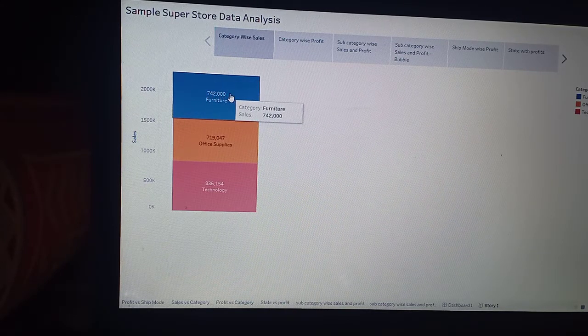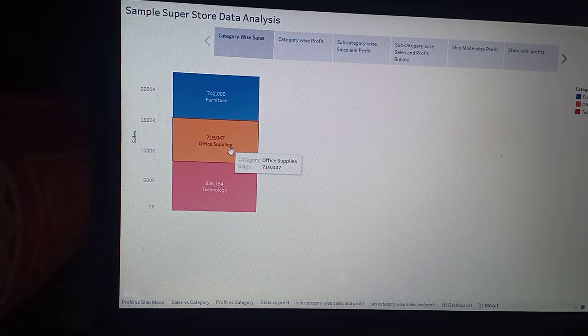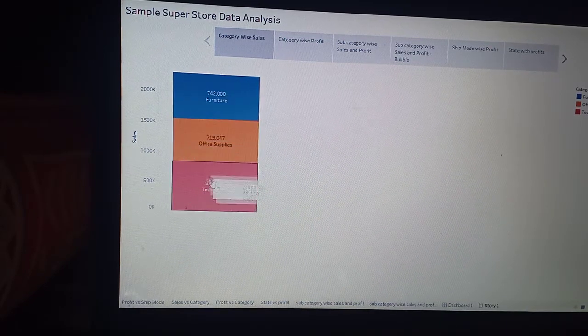Almost 7,42,000 of furniture has been sold. Office supplies, same thing, something like 7 lakh, technology something like 8 lakh. So sales-wise, it's going good. It's consistent in all the three categories. It's a good thing. So I don't think there is any improvement needed in the sales part as of now.